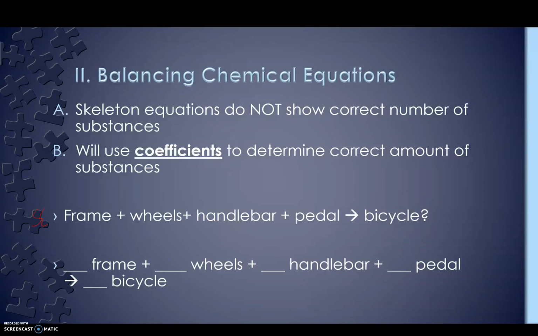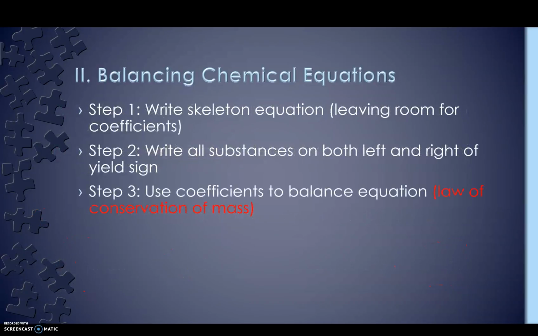So hopefully you got that you have one frame, two wheels, technically one handlebar if you think of it as one piece. If you have two there, that's fine. And then you need two pedals, and that will give you one bicycle. This right here is your balanced equation because you're using coefficients and you technically have the same amount on each side.